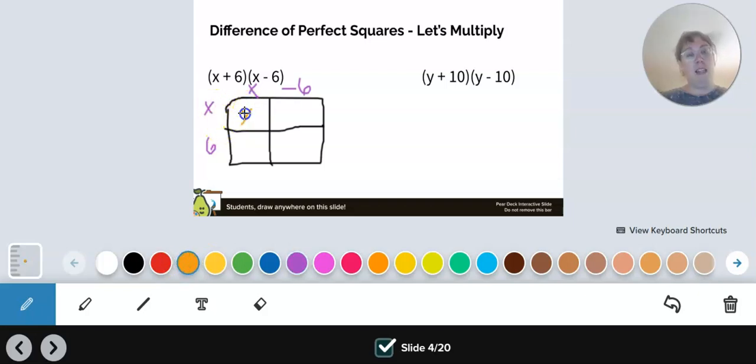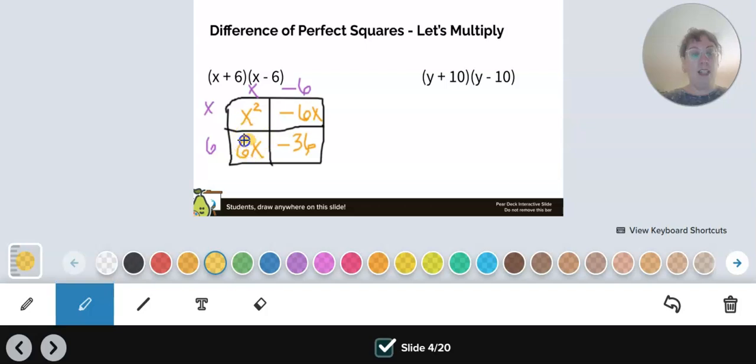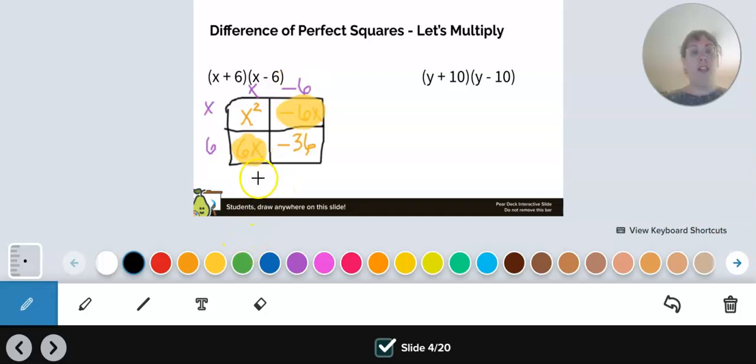Now x times x gets us x squared. X times negative 6 is a negative 6x. X times positive 6 is a positive 6x. And then 6 times negative 6 is a negative 36. So notice that this 6x and negative 6x are going to cancel each other out. So we're just left with x squared minus 36.